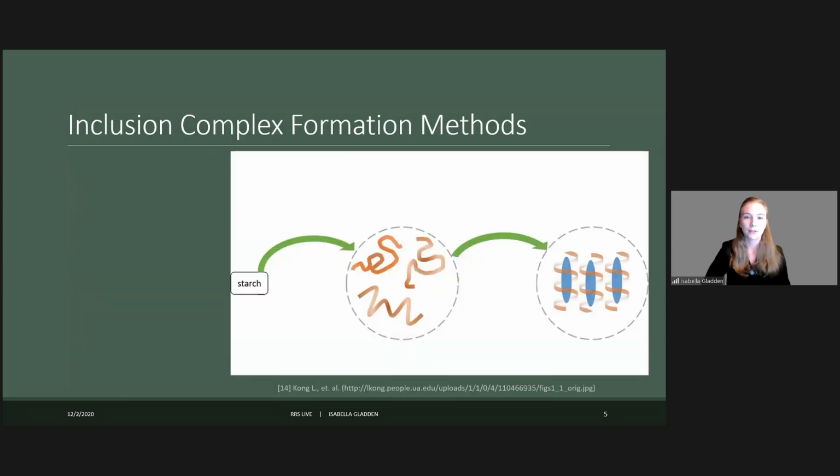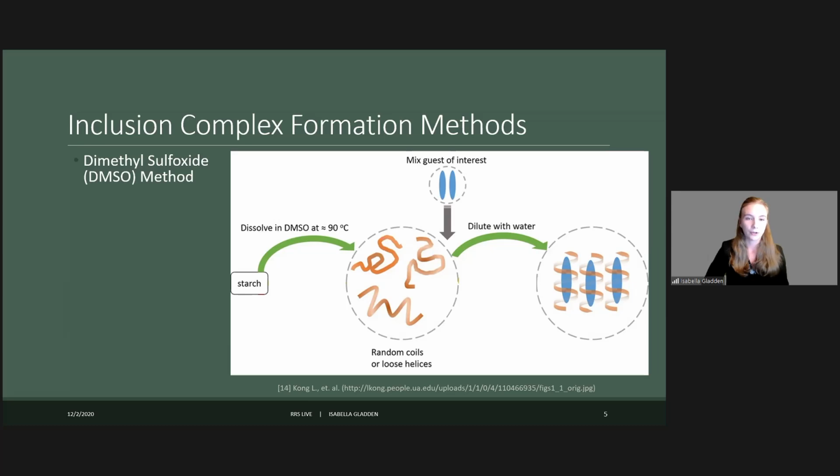In order to form our inclusion complexes, we are mainly focusing on three methods. The first is the dimethyl sulfoxide method. First, starch is dissolved in dimethyl sulfoxide as well as heated. At the same time, the guest molecule is also prepared in the same way. This preparation of the starch leads to amylose forming random or loose coils, and then we add the guest compound and then quench it with water and allow it to slowly crystallize into an inclusion complex overnight.